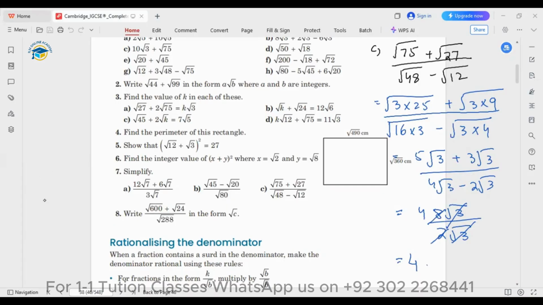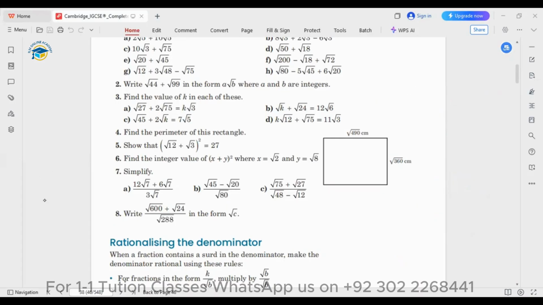Okay, next is your part number 8. In this part number 8, what they're saying is that they gave you this form and you need to give your answer in the form of square root C. C can be any number inside the surd that will represent C. So part number 8, we have square root 600 plus square root 24 by square root 288.